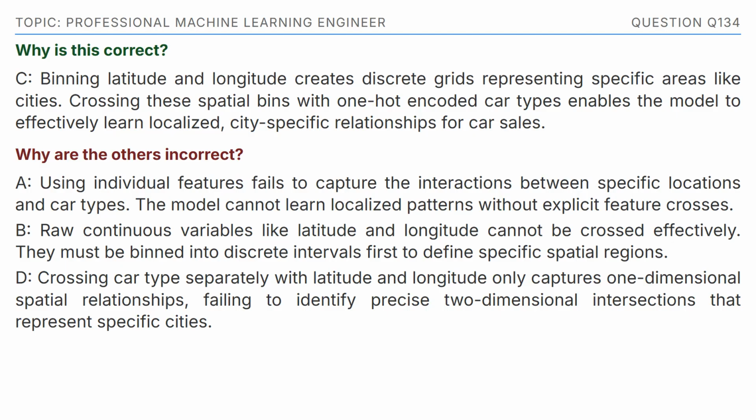A. Using individual features fails to capture the interactions between specific locations and car types. The model cannot learn localized patterns without explicit feature crosses. B. Raw continuous variables like latitude and longitude cannot be crossed effectively. They must be binned into discrete intervals first to define specific spatial regions. D. Crossing car types separately with latitude and longitude only captures one-dimensional spatial relationships, failing to identify precise two-dimensional intersections that represent specific cities.